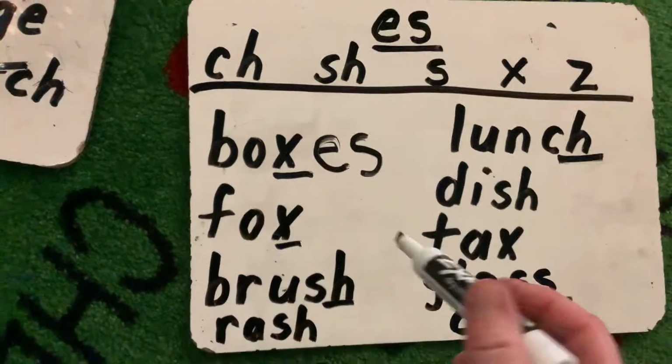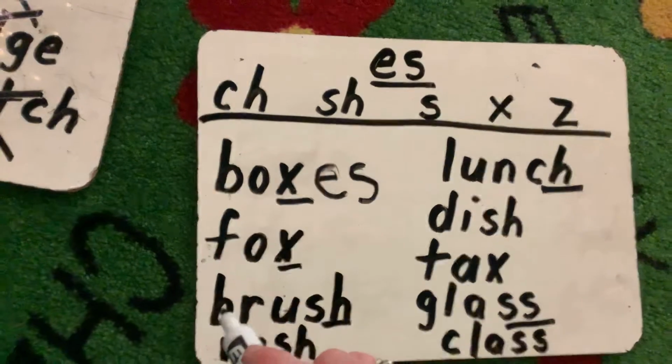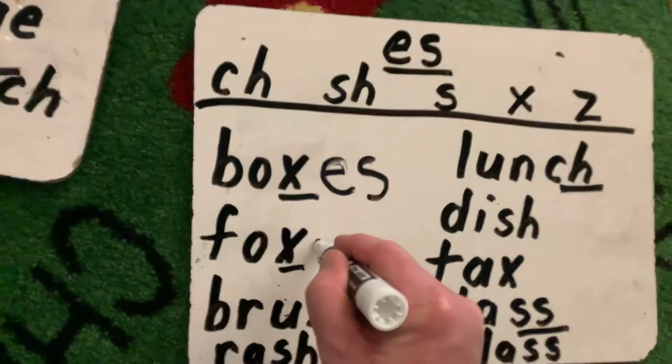Boxes, many boxes. Here's our base word. A base word is a word by itself that can stand by itself. Fox. We need it to be more than one.